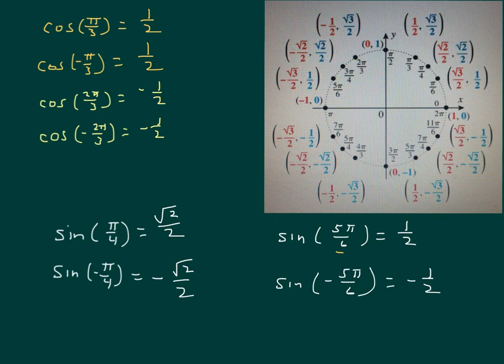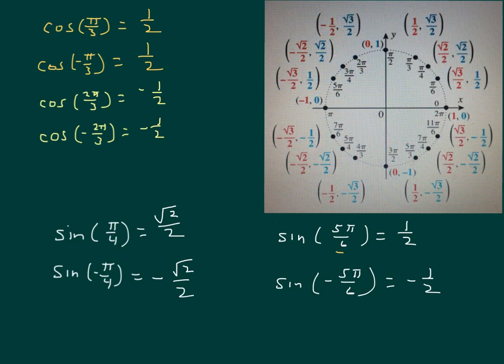Okay, welcome back. When you did this one, you should have come up with the cosine of 2 pi over 3 being negative 1/2. 2 pi over 3 is here. The cosine is the x-coordinate, and the x-coordinate in red is negative 1/2. And negative 2 pi over 3 is going to travel all the way over here to what is labeled as 4 pi over 3. That would be negative 2 pi over 3, and it is negative 1/2 as well.